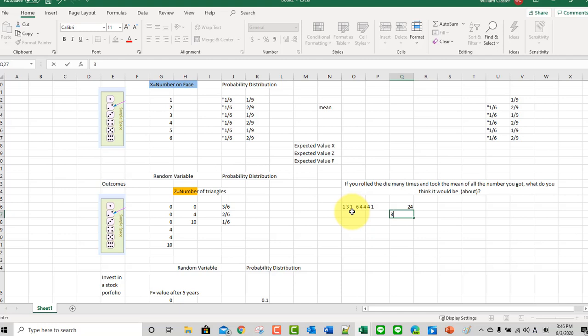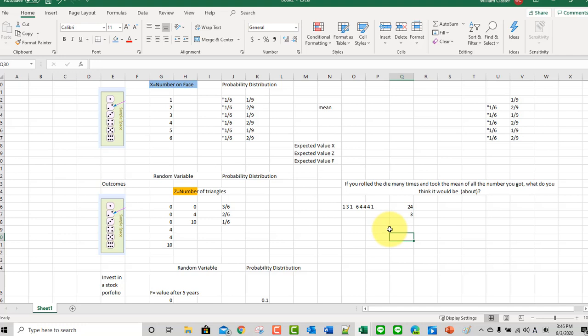So what if we rolled it 100 times? Then what do you think the mean would be? What if we rolled it 1,000 times? What do you think the mean would be? What if we rolled it 1,000,000 times? What do you think the mean would be? That's what we're trying to think about.